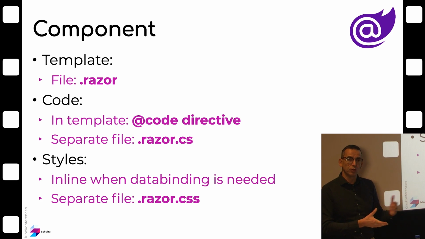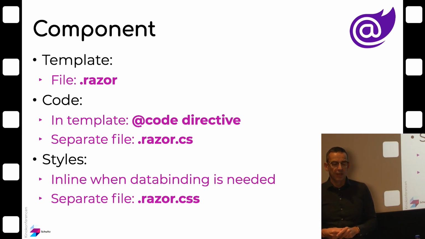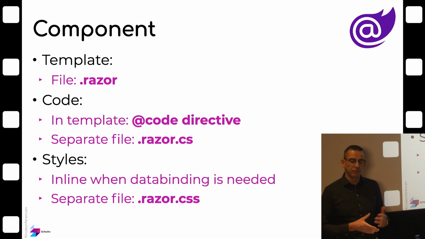We do have our code part, which can be in a separate file if you want to. Then it should have the same file name as .razor, but then .razor.cs, and you put a partial class in there. But generally we have a code block in the Razor file itself. And you can have styles. You can have inline styles, handy if you want to have some data binding, or you can have it in a separate file, like a separate CSS file. And again, the file then should have the same name as the Razor file where the template is, except it's .razor.css.